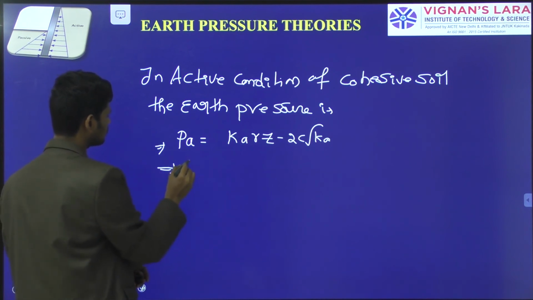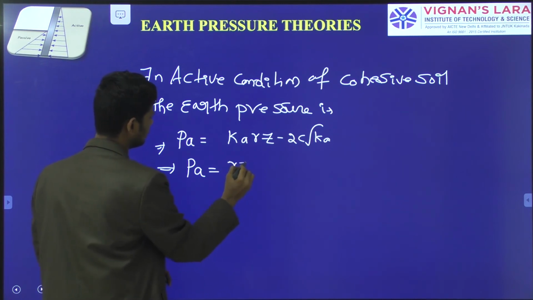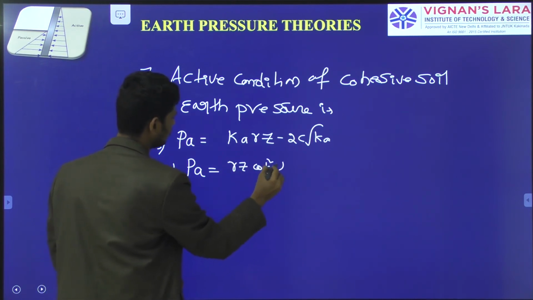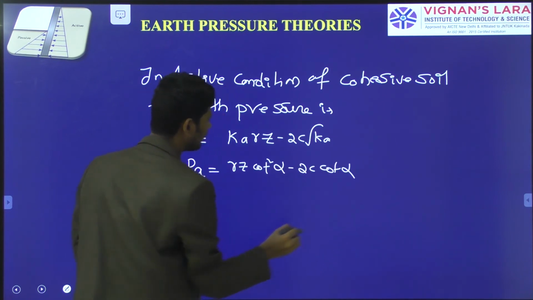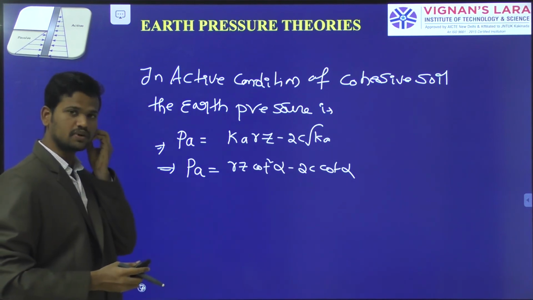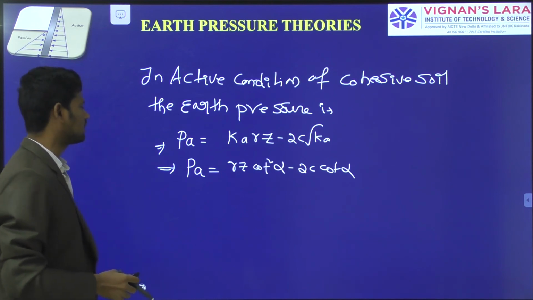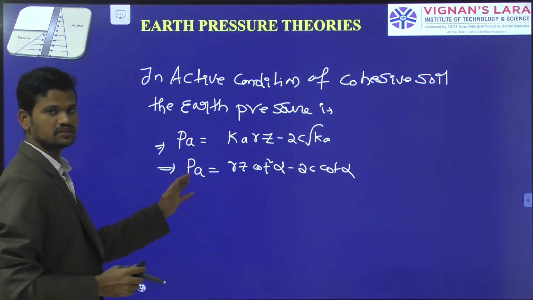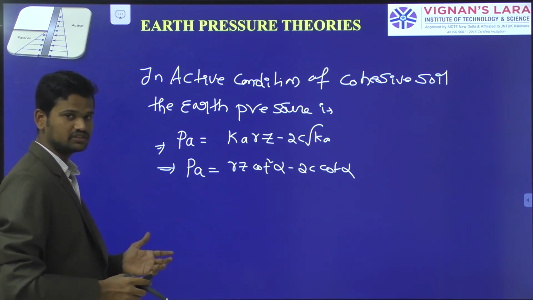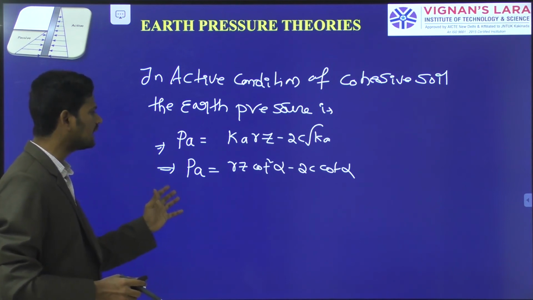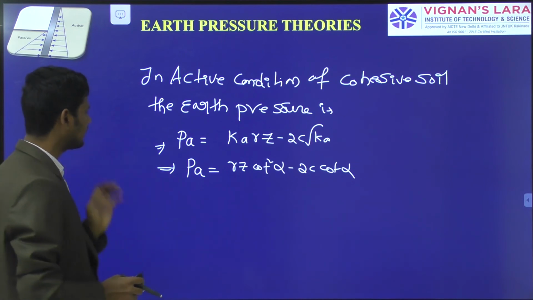Otherwise, the formula you can write as Pa equal to gamma Z into cot square alpha minus 2C into cot alpha, where Ka is the coefficient of earth pressure in active condition, Kp is the coefficient of earth pressure in passive condition. We will calculate the active pressure at a depth Z equal to 0 and at a depth Z equal to 4 meters. After that, the depth of potential crack and depth of unsupported excavation we can calculate.